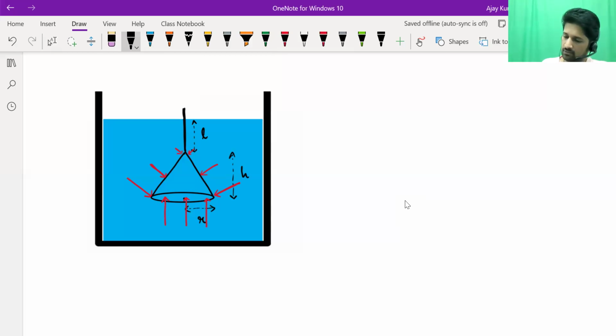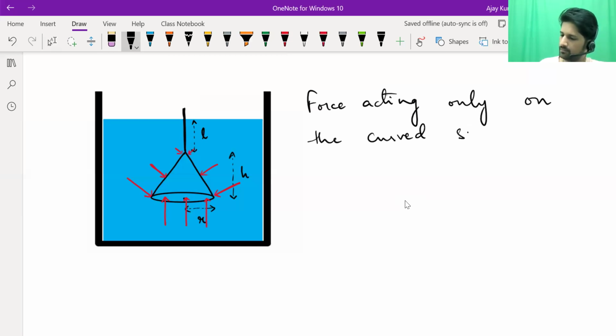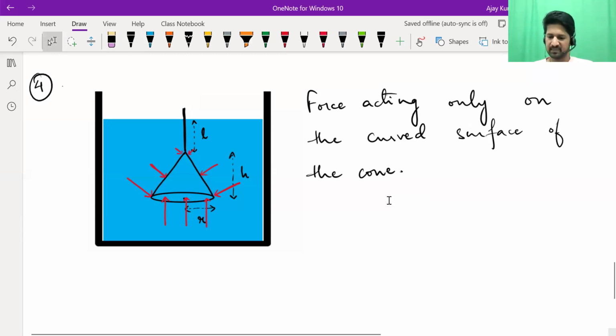I want you to think carefully and solve. Think carefully and find out the force acting only on the curved surface of the cone. Try this, all of you. I hope you can understand how the cone is suspended. Its base is horizontal. So the cone is placed vertically with its base parallel to the ground. Try this. I'll give you all 3 minutes.